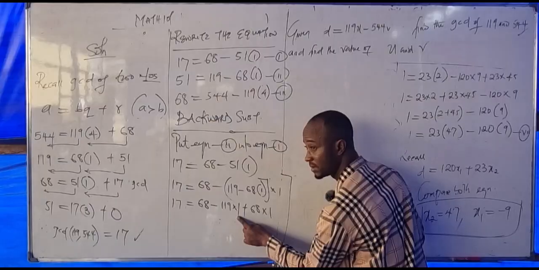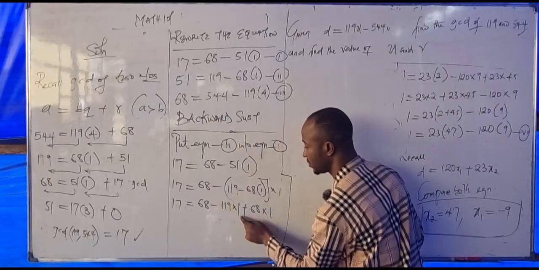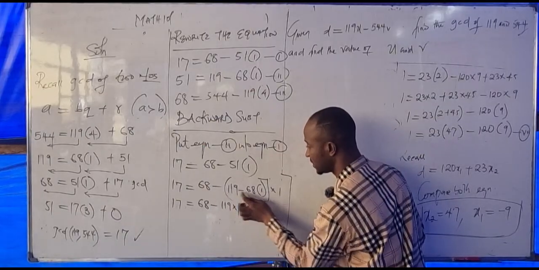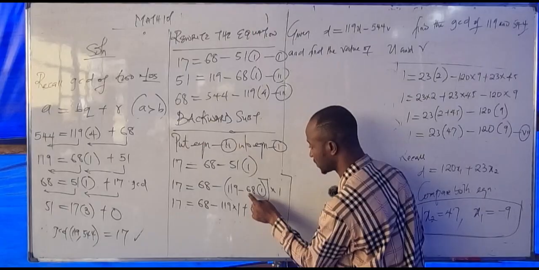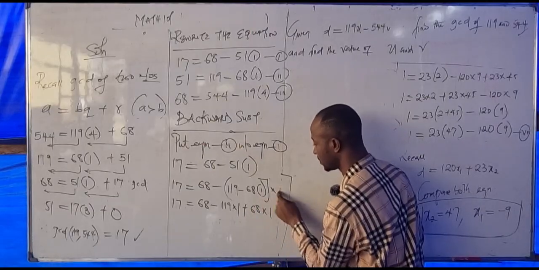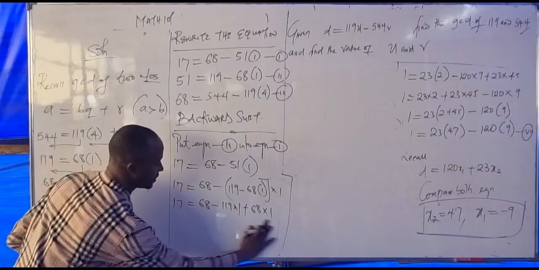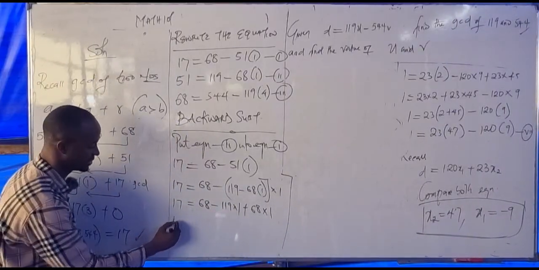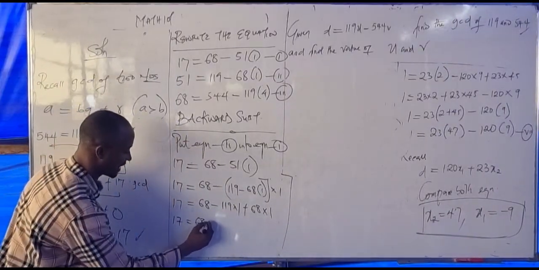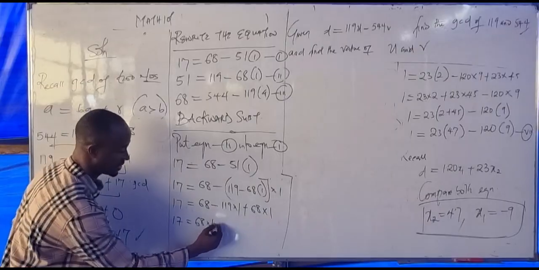If I'm expanding this, here becomes minus 119 times 1. What is minus times minus? Plus. Now to expand this one, here becomes plus 68. 1 times 1 is 1. Exactly. Now let's continue. Then we say this can also be 17 equals 68 times 1, I'll explain. Just watch.